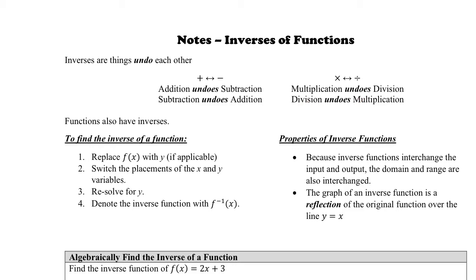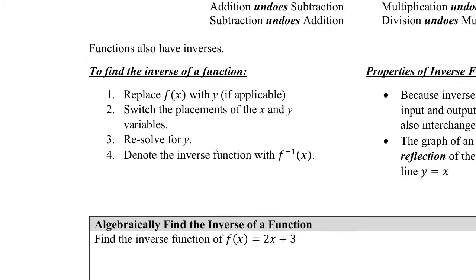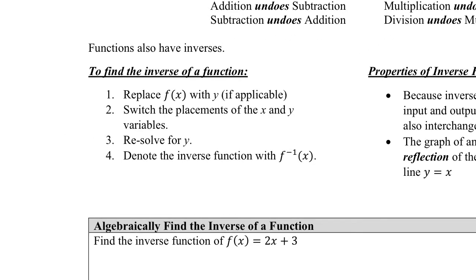Functions also have inverses. To find the inverse of a function, you're going to do a few things. First of all, if we have it in function notation, we're going to replace f of x with y. Then switch the placements of the x and y variables and resolve it for y. The way we denote an inverse is we use f to the negative 1 of x. Now, this negative 1 is not actually an exponent. This is just denoting that our new function is the inverse of the original.